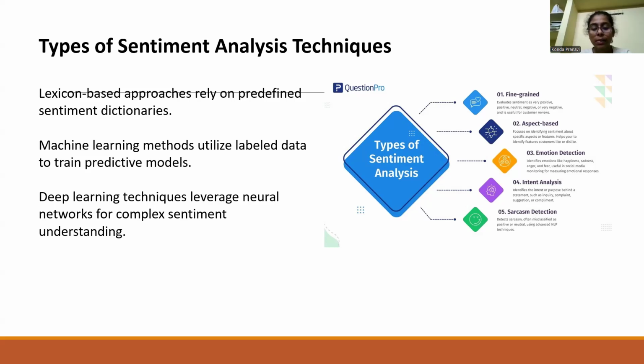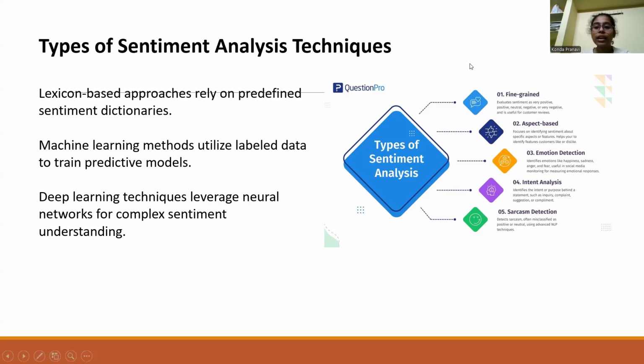There are types of sentiment analysis techniques: fine-grained, aspect-based, emotion detection, intent analysis, and sarcasm detection. These are the five sentiment analysis types. And there are mainly three approaches in sentiment analysis: lexicon-based methods, machine learning methods, and deep learning techniques. Each method has different complexity and accuracy.